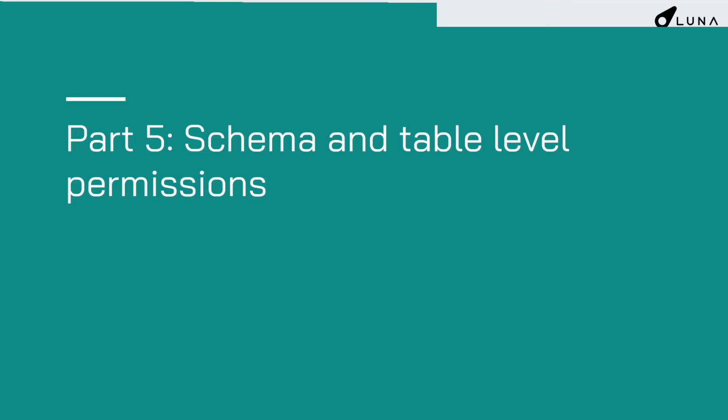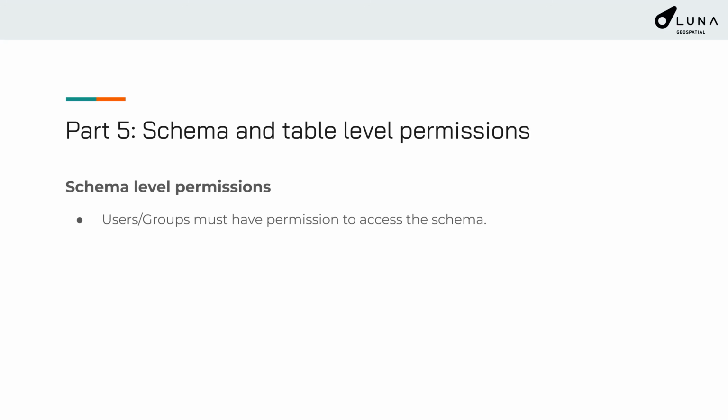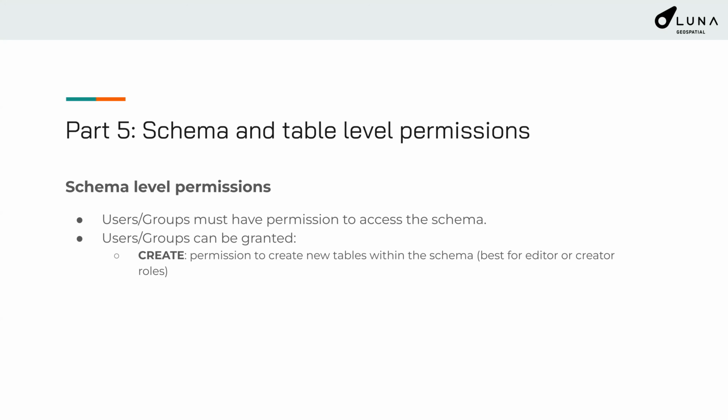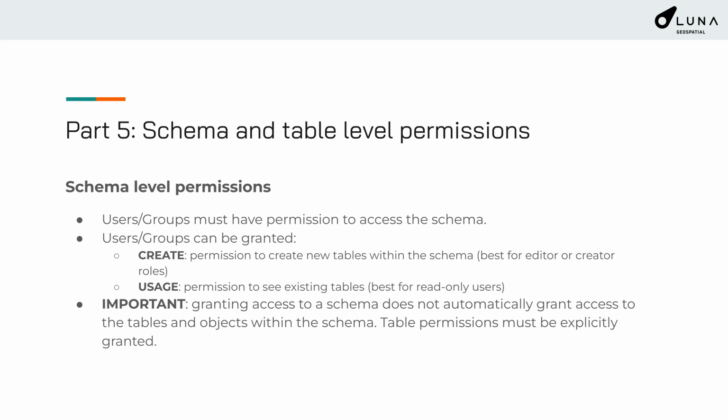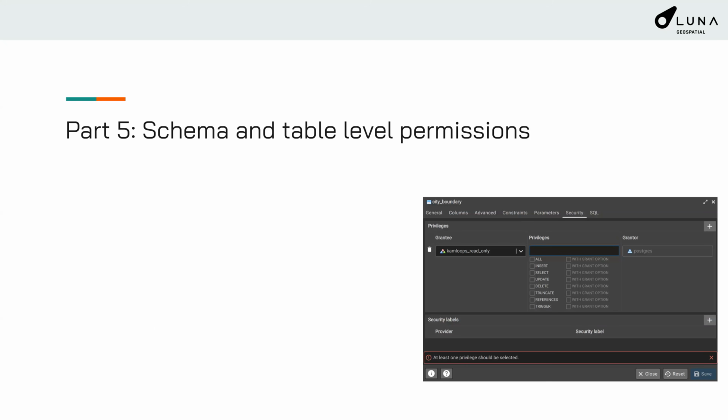I'm sure you can guess this: we actually have to do schema and table level permissions. For schema level permissions, users and groups must have permission to access the schema. Users and groups can be granted create and usage, but it's important to note that granting access to a schema does not automatically grant access to the tables and objects within the schema. Table permissions must be explicitly granted. When we grant access to the schema, we're simply saying you can access this schema, but you actually have to explicitly grant permission on the tables.